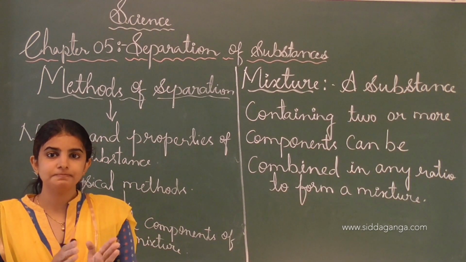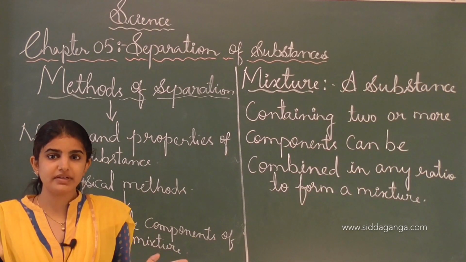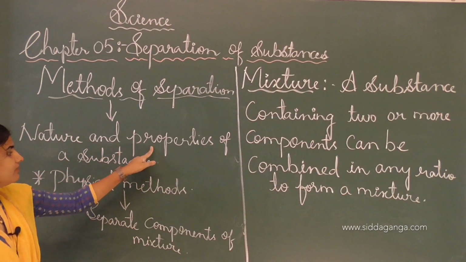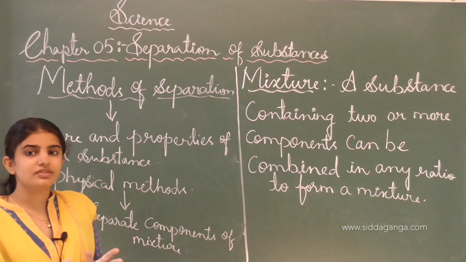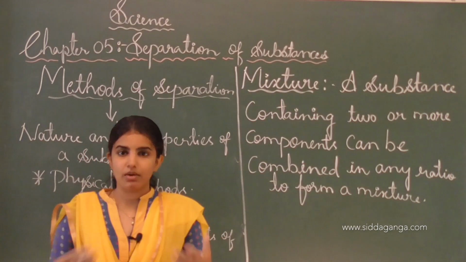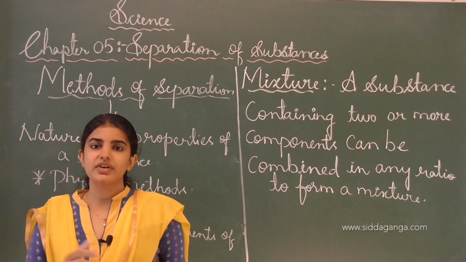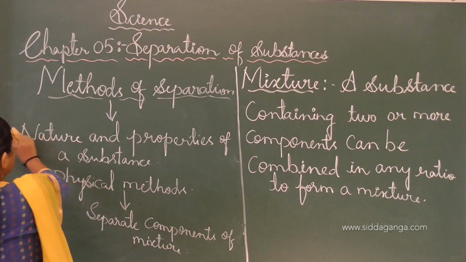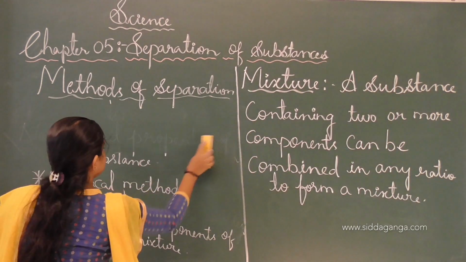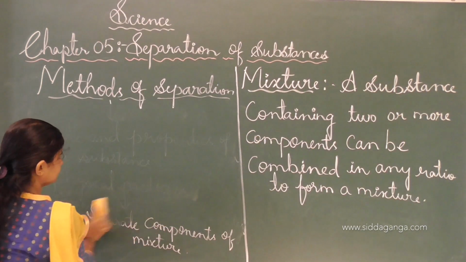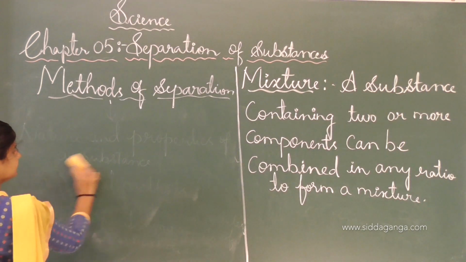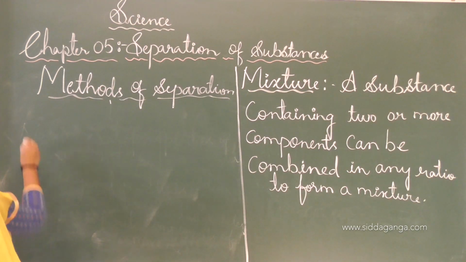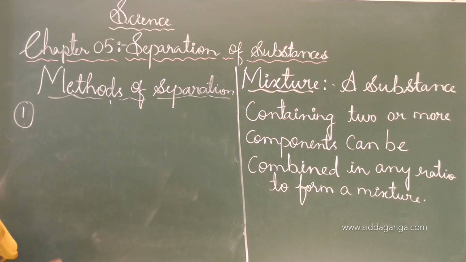For example, if we separate the components of a mixture, first we know the nature as well as the properties of a substance. This is how we can remove the components of a mixture by using different types of physical methods. One by one we will discuss here. I will write here one by one. The first one is the hand picking method.